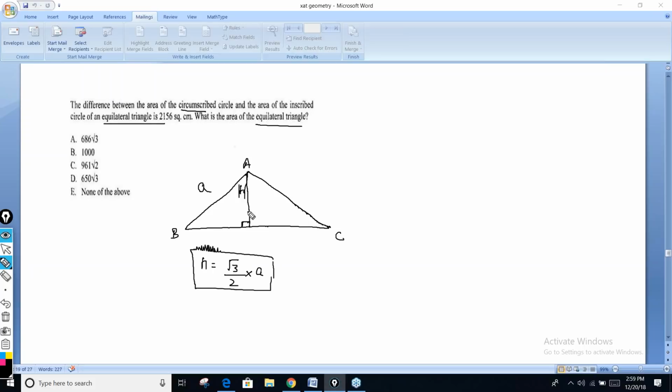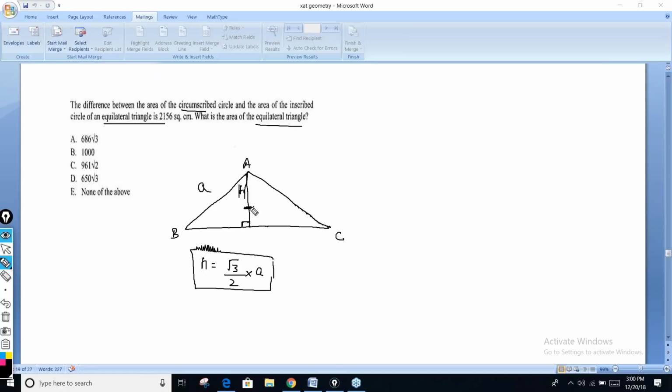In an equilateral triangle, the height is also the median, and the height is also the angle bisector, right? If you know, the incenter lies on the angle bisector and the circumcenter lies on the median. So for an equilateral triangle, the circumcenter and the incenter both lie on this perpendicular only, because the perpendicular is the median.